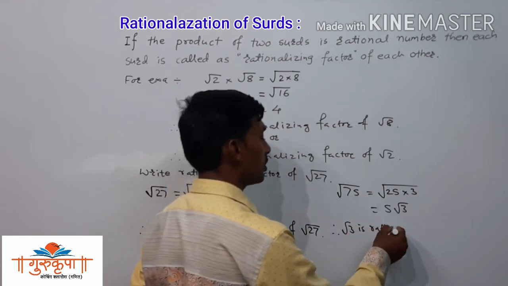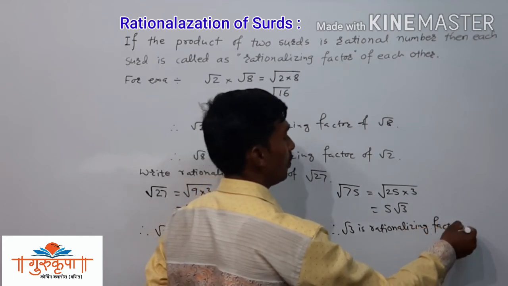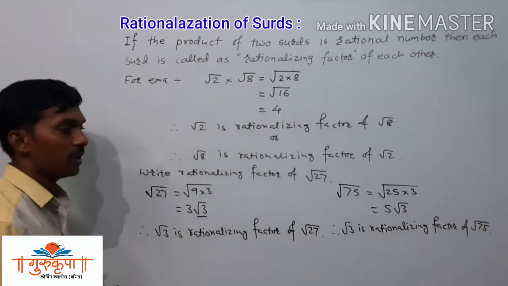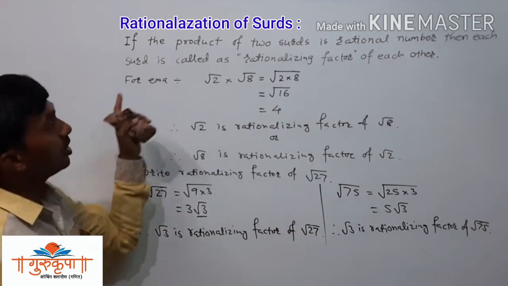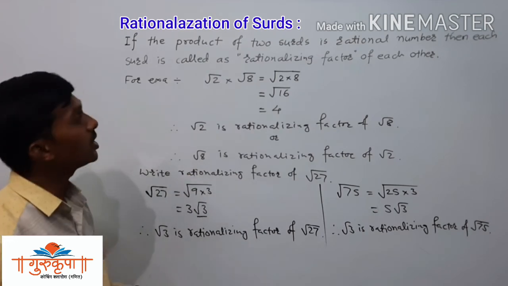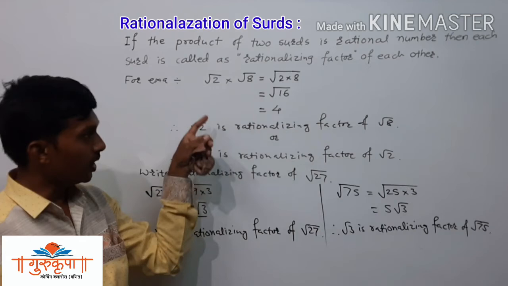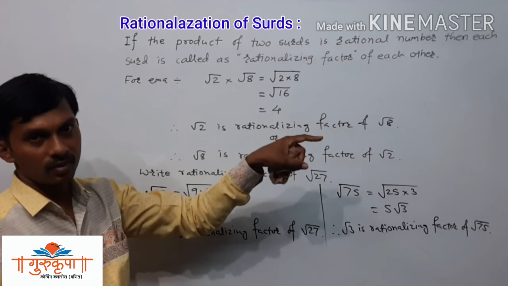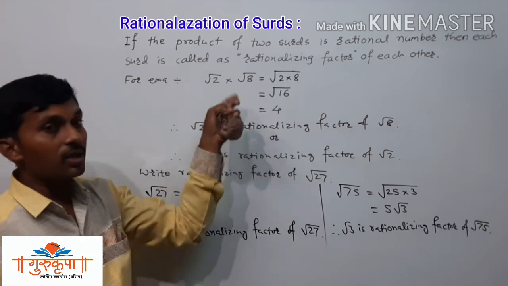Root 3 is the rationalizing factor of root 75. So this is all about rationalizing factors, or you can say rationalization. Now we have to use this rationalization to rationalize the denominator.